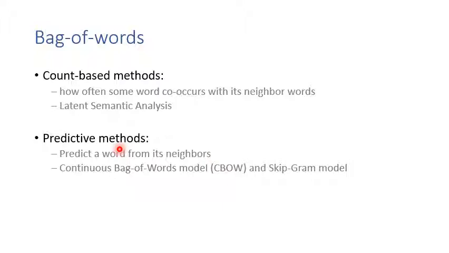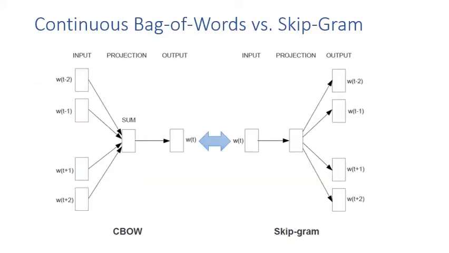It's a bit like a crossword puzzle where you need to fill in the missing character in a word. So we will use a word to predict its neighbors. But in this case, we need to predict the missing word in a sentence. Okay, so again, there are two main predictive methods. One is the continuous bag of words model, and the second is the skip-gram model. Continuous bag of words and skip-gram are both predictive models.